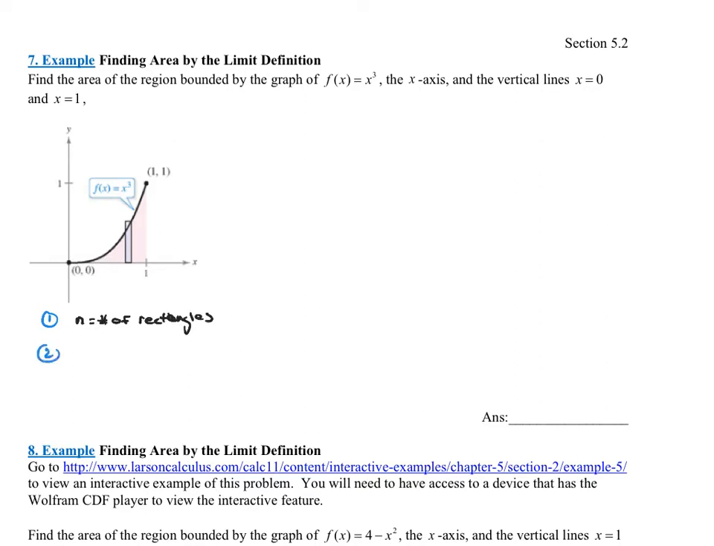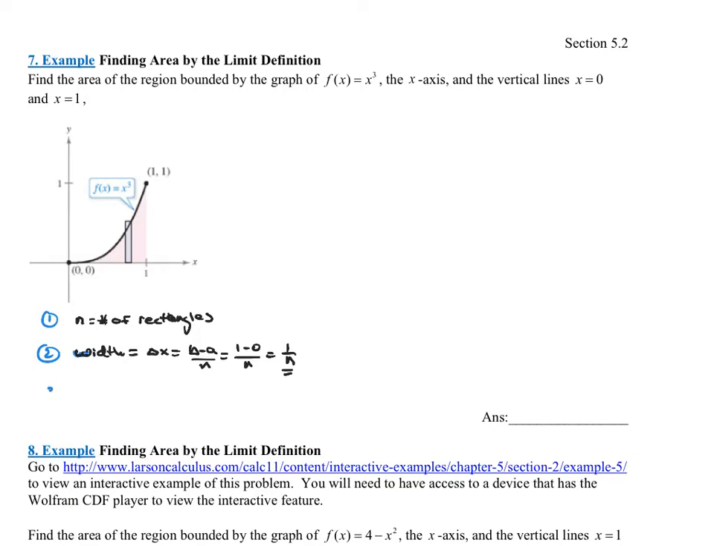Step 2, let's think about the width. What's the width of each one of these? What would the width be? Well, the width is delta x, which would be b minus a all over n. In this case, it's 1 minus 0 all over n, which is 1 over n. So that's my width of every single rectangle.